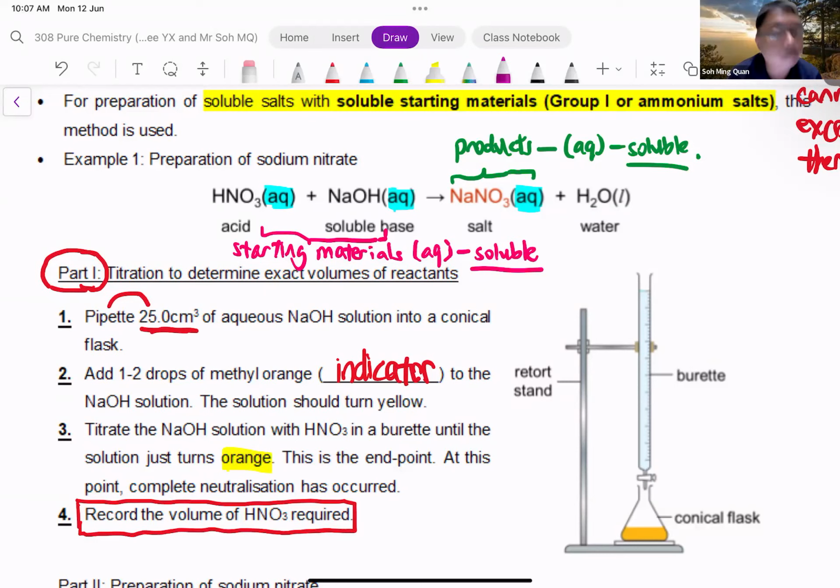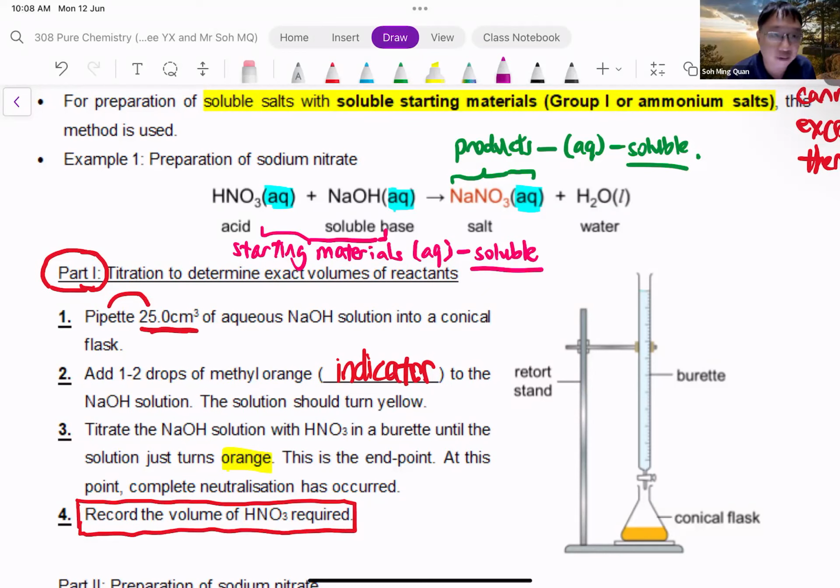So basically, we will prepare the alkali into a conical flask, add methyl orange indicator, okay, and we will titrate whatever solution you have with whatever solutions in the burette until the indicator turns orange. So at orange, that is the endpoint of the titration, and we record how much of each chemical you used. Okay, so that's part one, the first titration in order to determine the volume of chemicals to use.